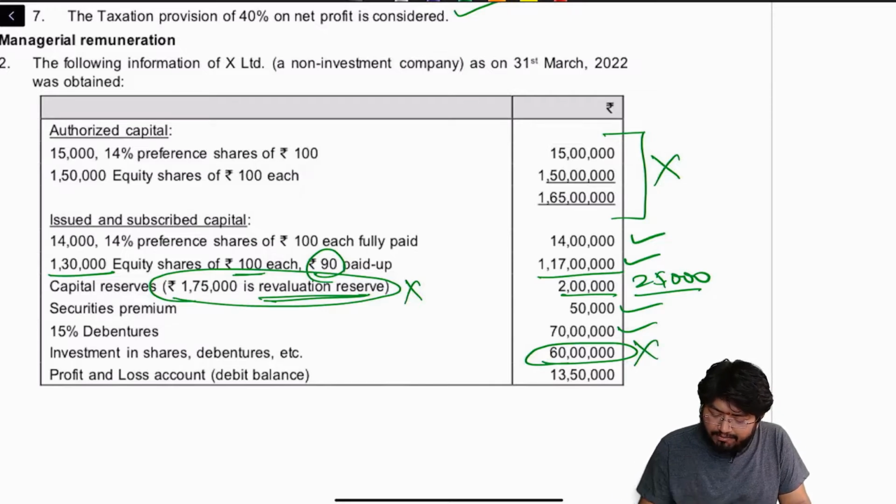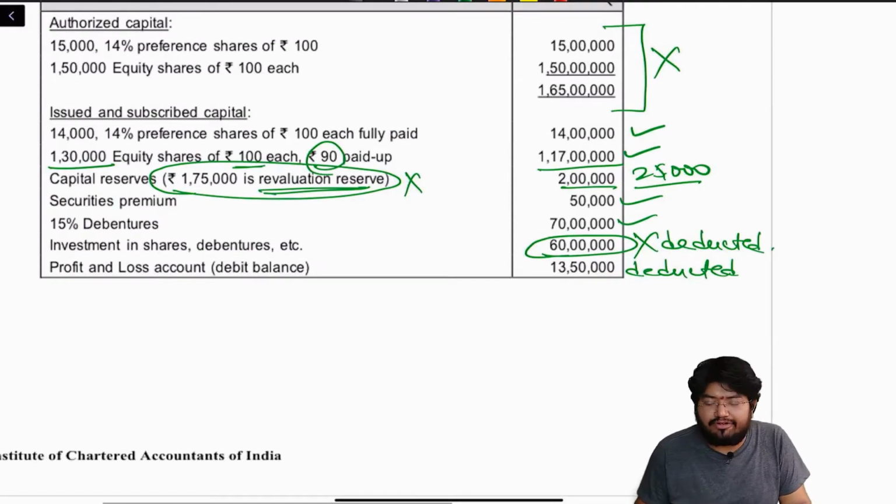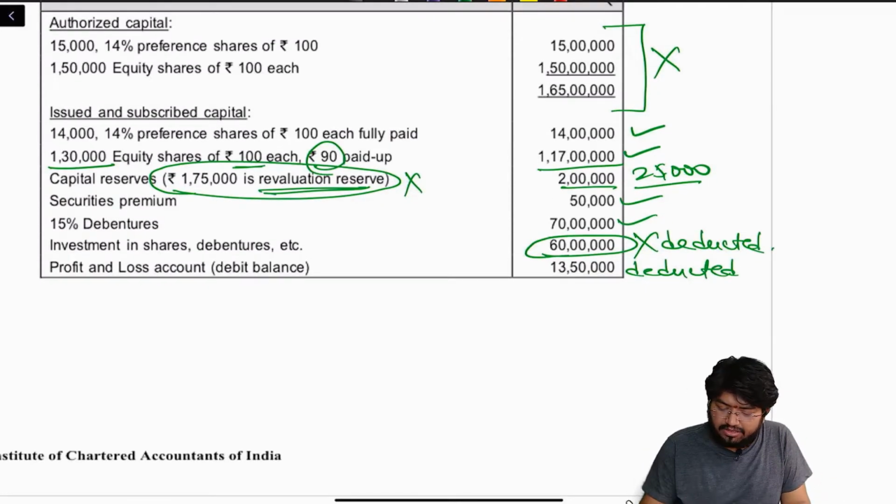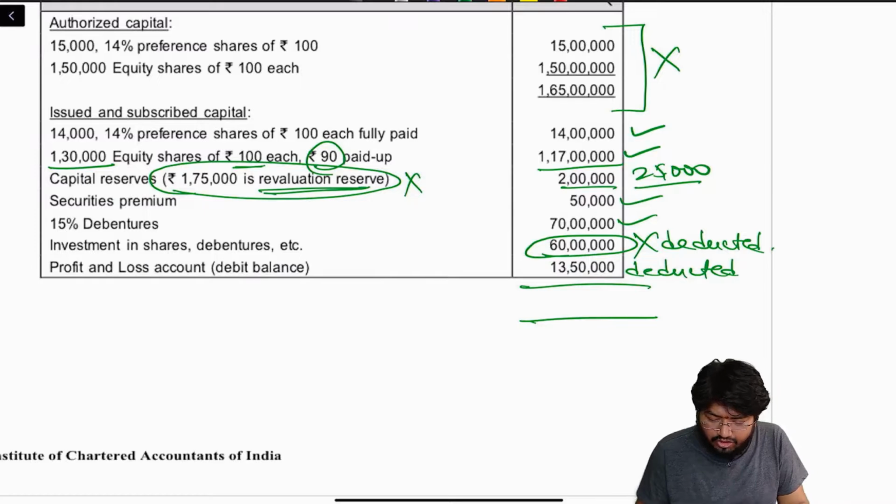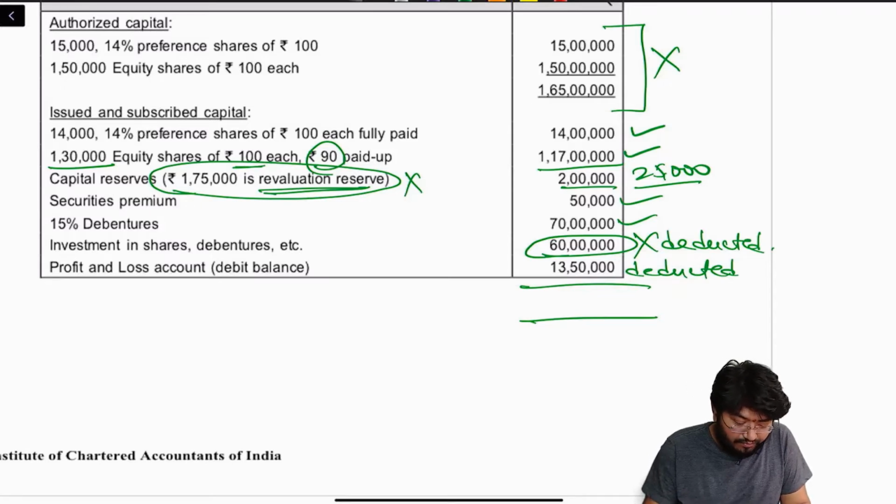Same way, profit and loss debit balance is there. This is also supposed to be deducted. So these two items are supposed to be deducted. And all of these are supposed to be added. Net amount whatever you get is called your effective capital. So can you please tell me quickly what is the value you get? 14 lakhs plus 1 crore 17 lakhs plus 25,000 plus 50,000 plus 78 lakhs 25,000.